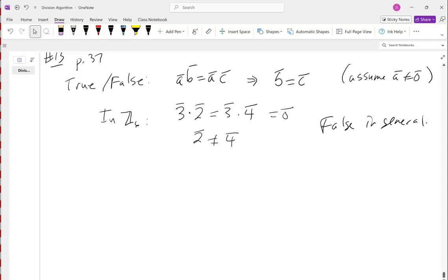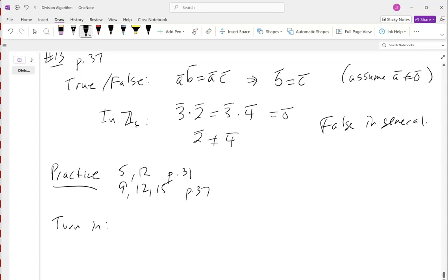Some of these will be practice. Some of them I want you to turn in. So practice. Let's look at number 5 on page 31, and 12 on page 31, and this is 9, 12, and 15 on page 37. And then for turning in, I want you to do 15, 20, and 21 on page 31 and on to 32. Nothing for the other sections, just those 3.